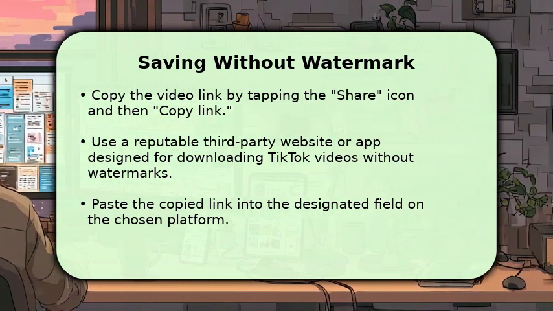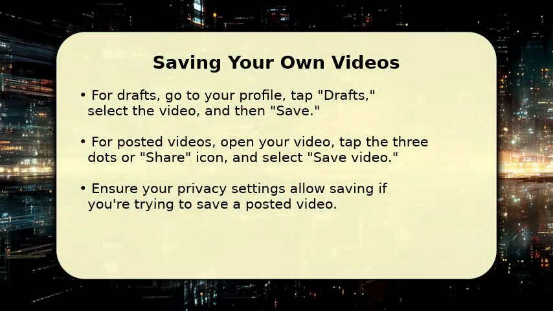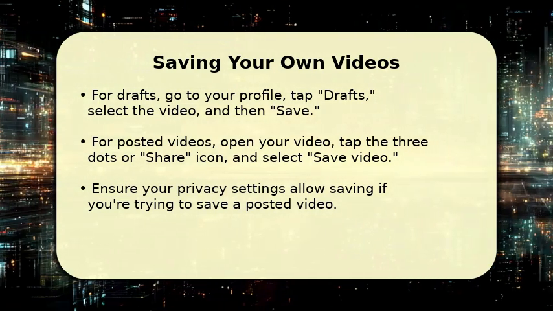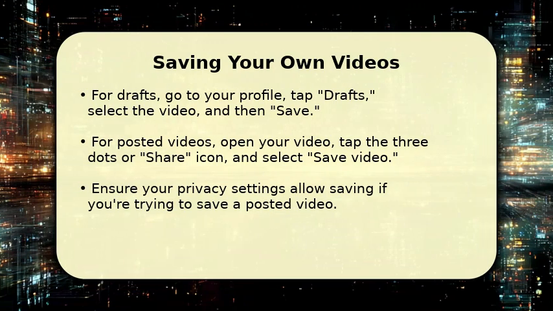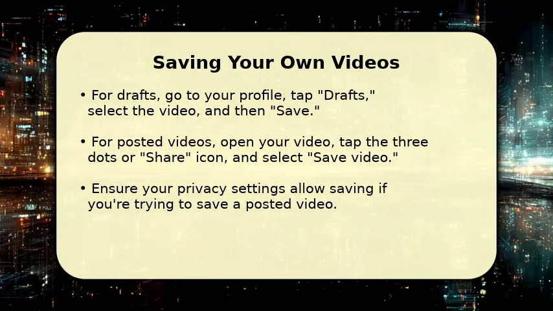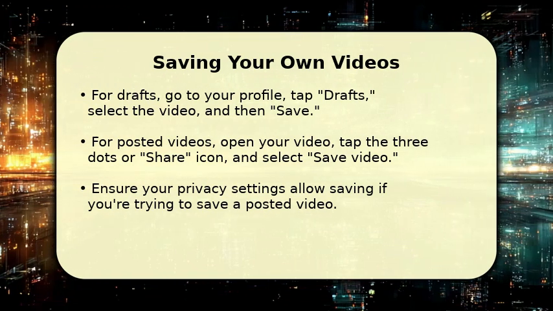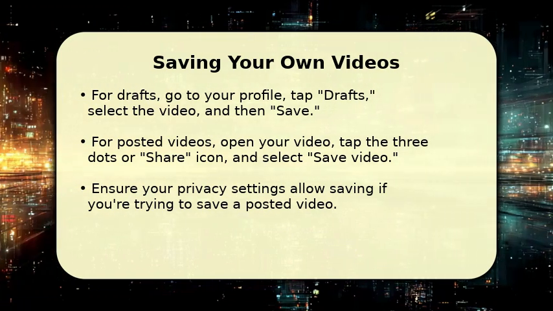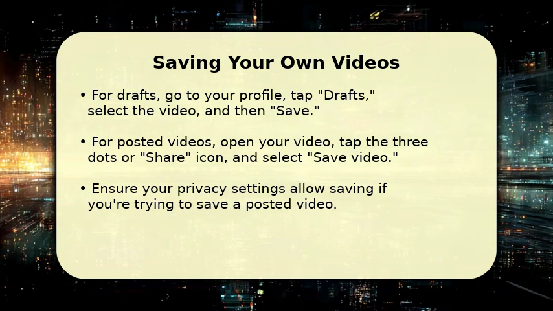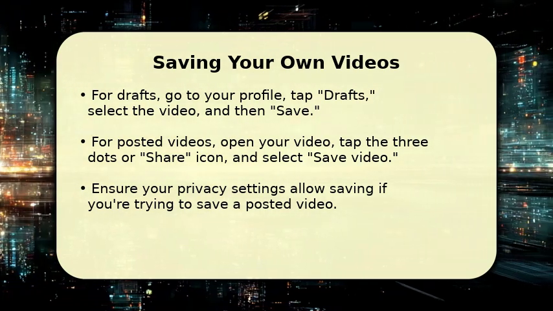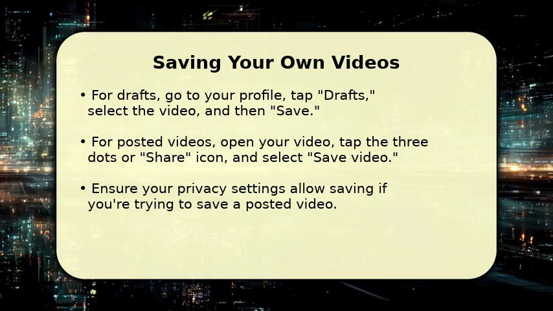Saving your own TikTok videos, whether they are drafts or already posted, is quite straightforward. For drafts, navigate to your profile, tap Drafts, select the video, and then choose Save. If it's a video you've already posted, open that video, tap the three dots or share icon, and select Save Video. Your own content typically saves without a watermark, giving you a clean copy for other uses.